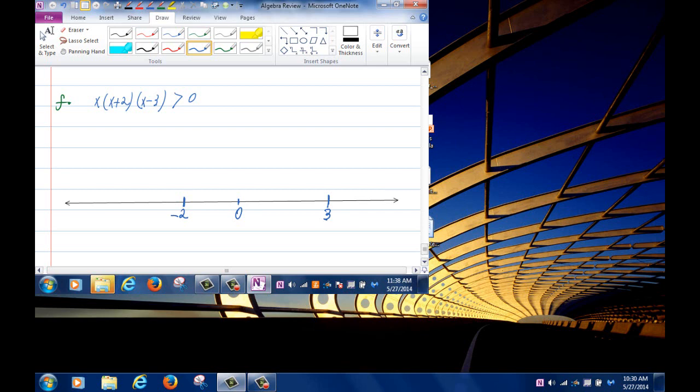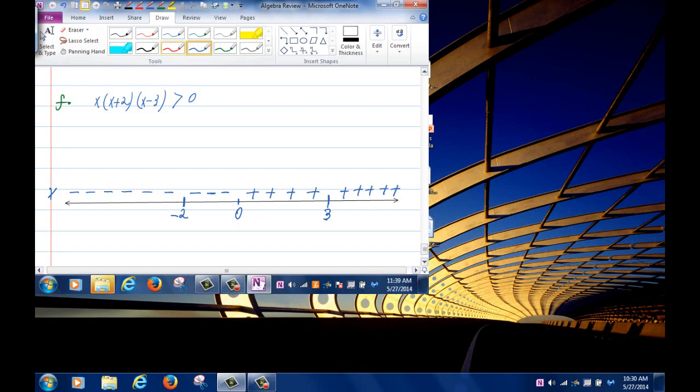Now, notice that these 3 numbers divide the number line into how many subintervals? 4 of them: negative infinity to negative 2, negative 2 to 0, 0 to 3, and after 3. What I want to do is come up with the sign of each factor in these subintervals. Let me start with x. Can someone tell me the signs of x in each subinterval? Clearly x is negative here, still negative here, positive here, and positive here, right? Are we okay with that?